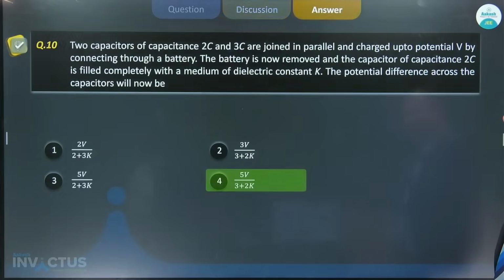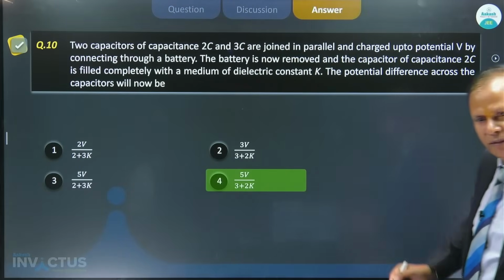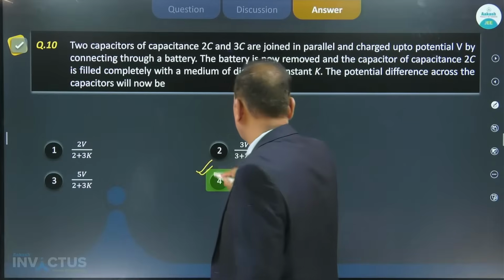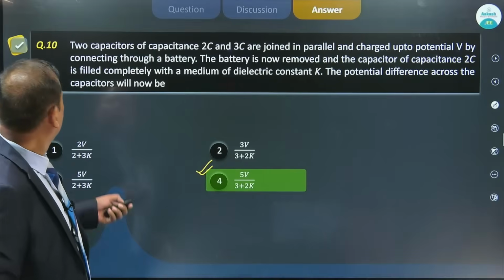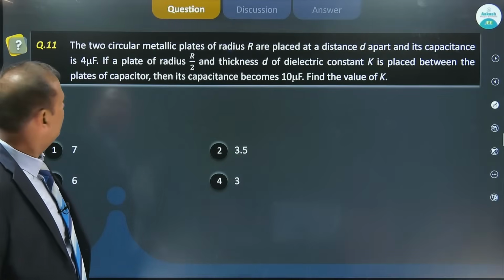And its answer is this: 5V by 3 plus 2K. Move on to the next question.